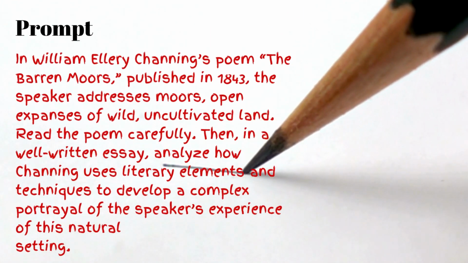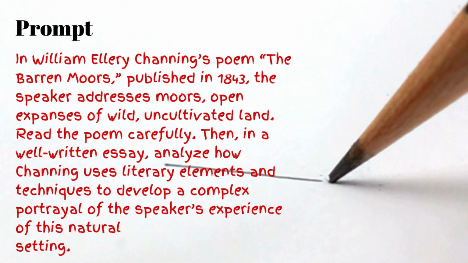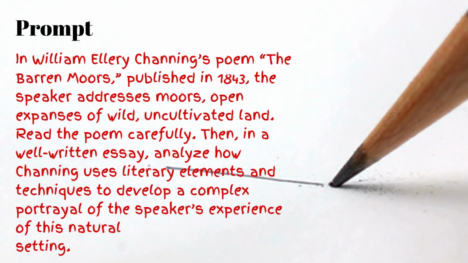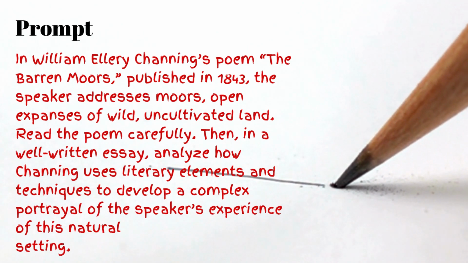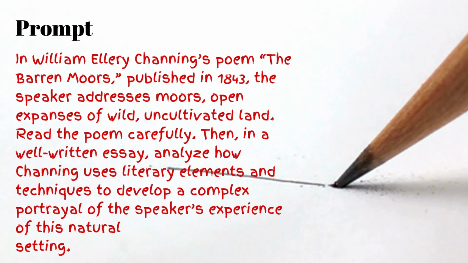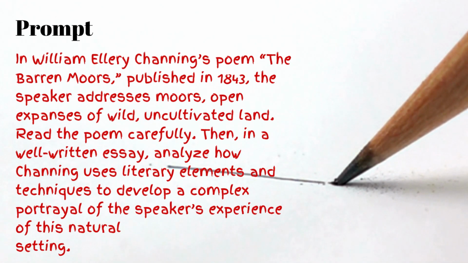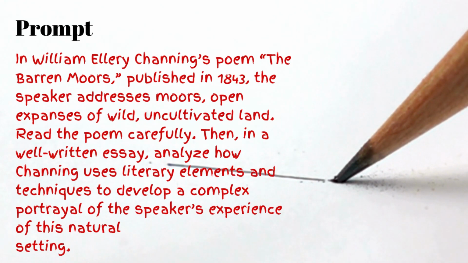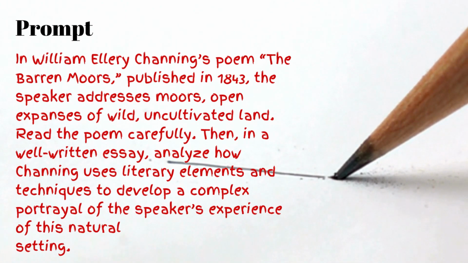It says, in William Ellery Channing's poem "The Barren Moors," published in 1843, the speaker addresses moors, open expanses of wild, uncultivated land. Read the poem carefully, then in a well-written essay, analyze how Channing uses literary elements and techniques to develop a complex portrayal of the speaker's experience of this natural setting.